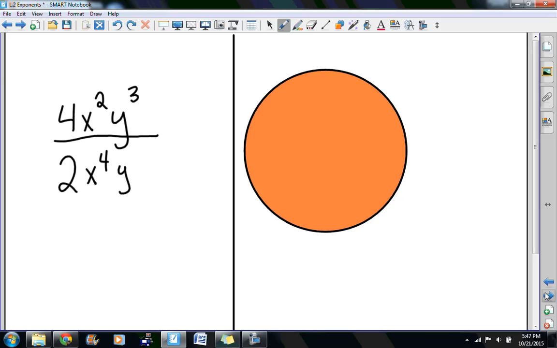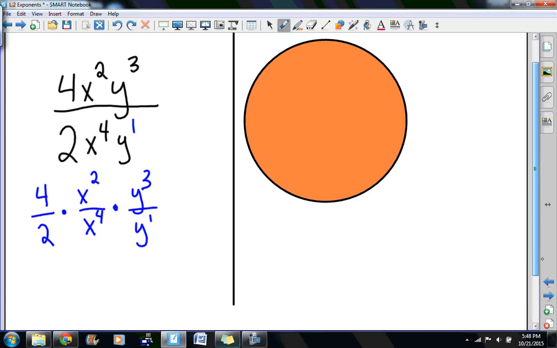So, these are about as tough as the problems can get. If we have this problem, 4x squared over y cubed, all over 2x to the 4th y, the first thing I want you to do is what we call the ones method. If you ever got a variable sitting by itself, put a 1 there, because it means y to the 1st. Then, think of these as 3 separate problems. You got 4 over 2, times x squared over x to the 4th, times y cubed over y to the 1st.